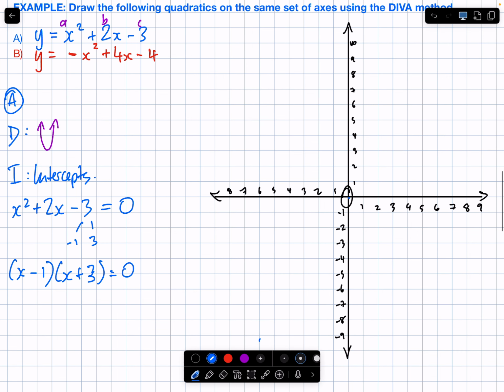Now we've got null factor law because do both of these things equal 0? So x take 1 could equal 0 or x plus 3 could equal 0. So x would be 1 or x is going to be -3. Do we have two solutions here? So that quadratic is going to cut the x-axis how many times? Twice. At 1 and at -3. Okay? We know the direction it's going to go, so we have some idea that it's going to look like that, but you need more dots. That's what DIVA is for.